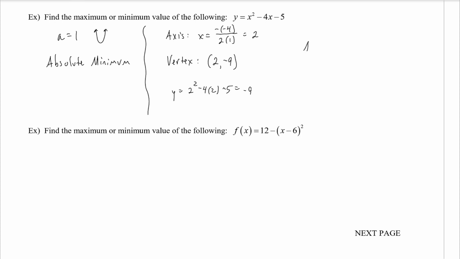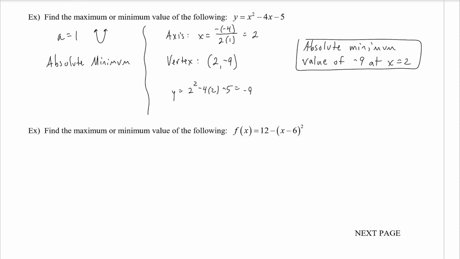So there's an absolute minimum value of -9 at x equals 2. So I now know that the lowest or smallest y value for that quadratic function is -9. There is no smaller output for that function. Whereas one like this, right here where a is -1, right?